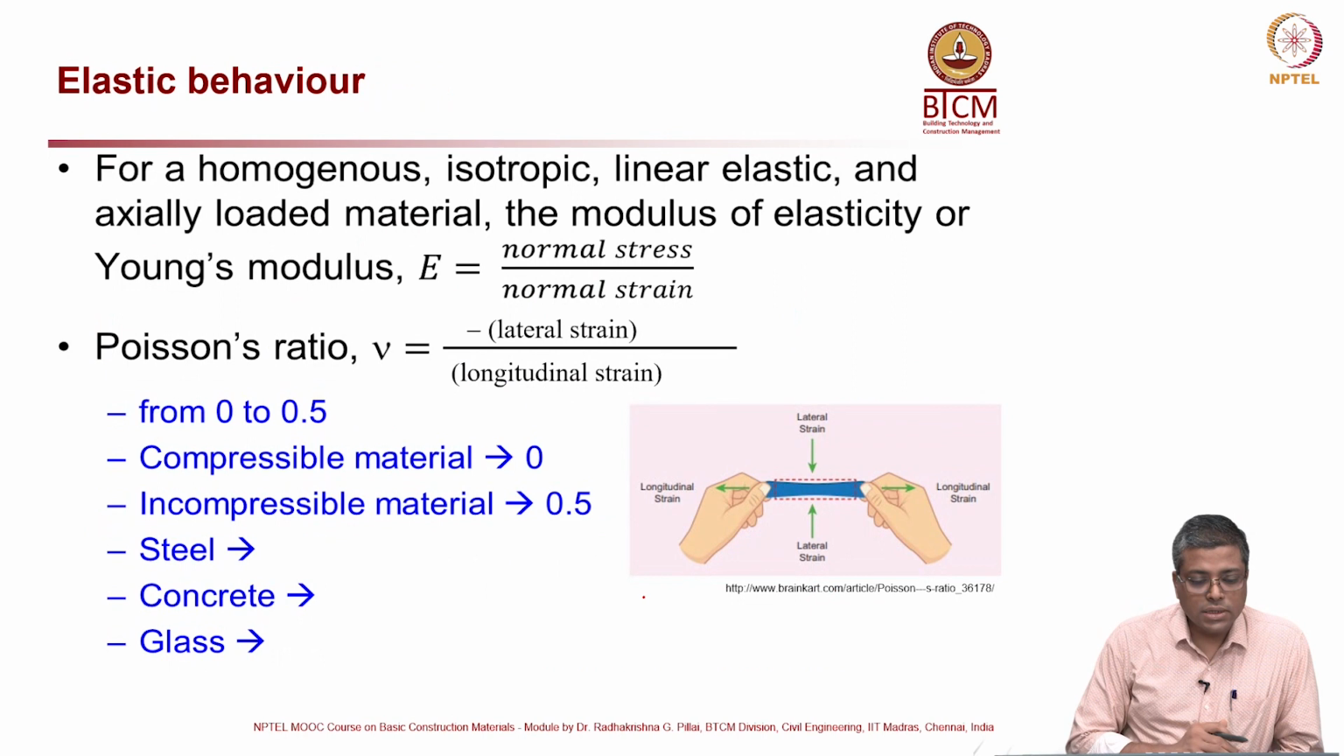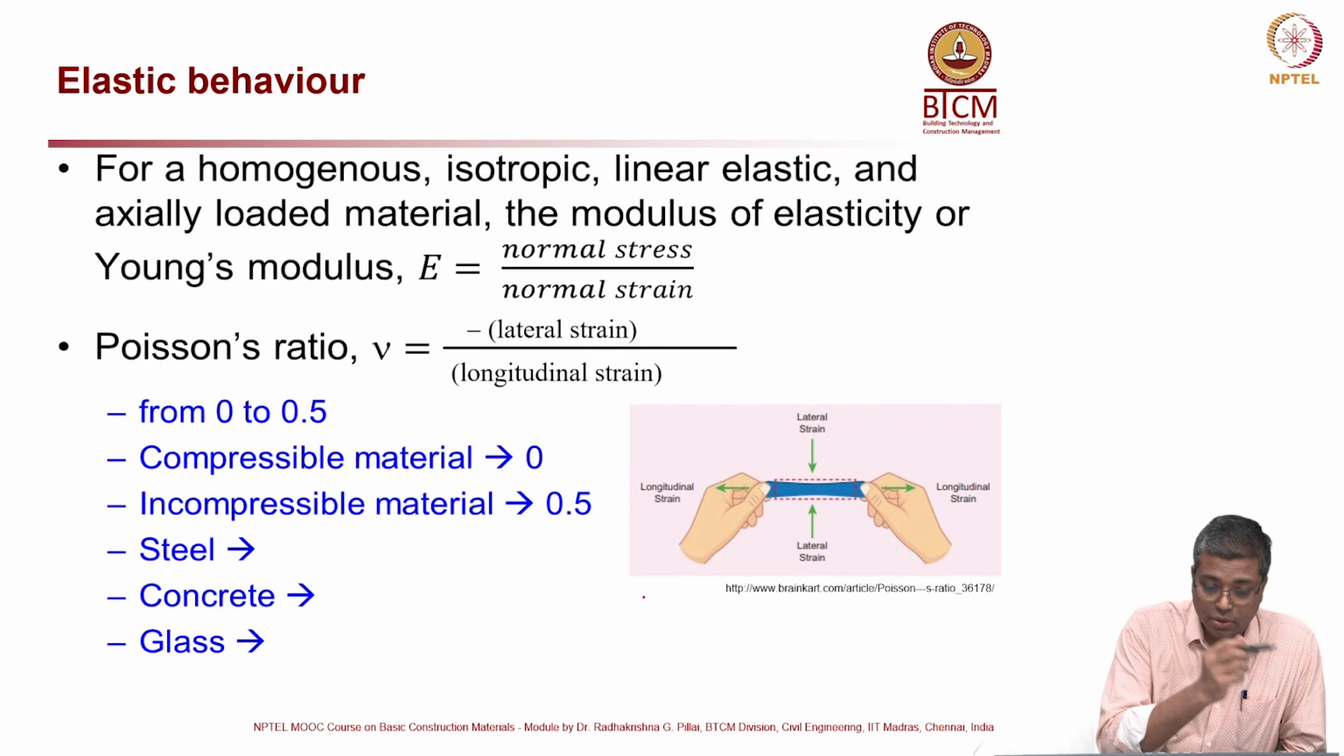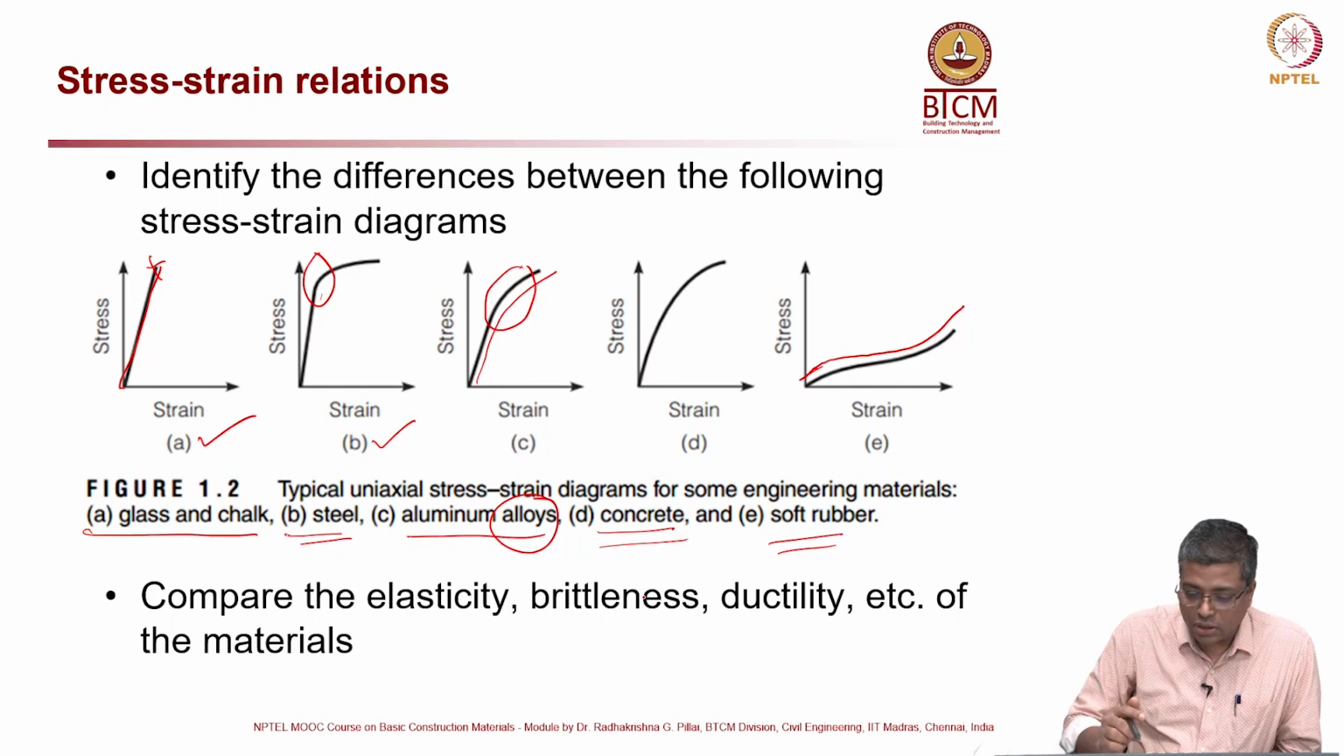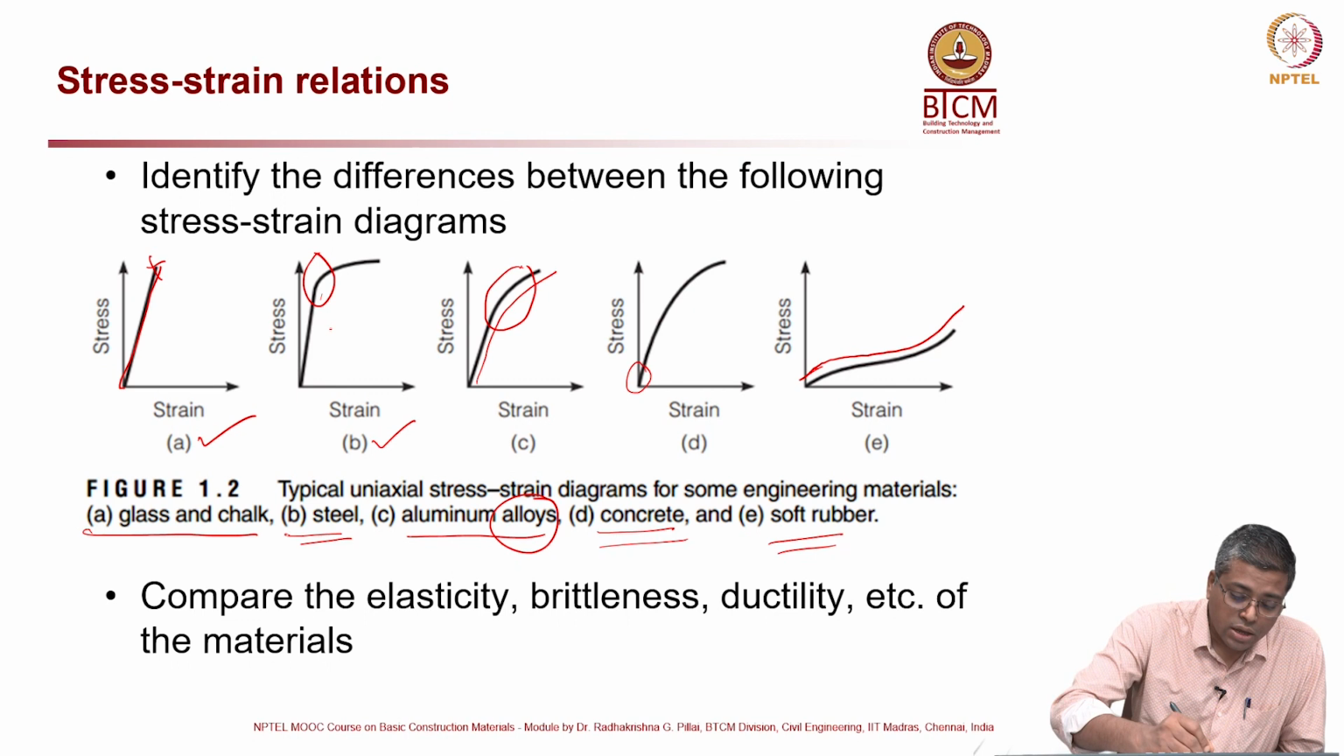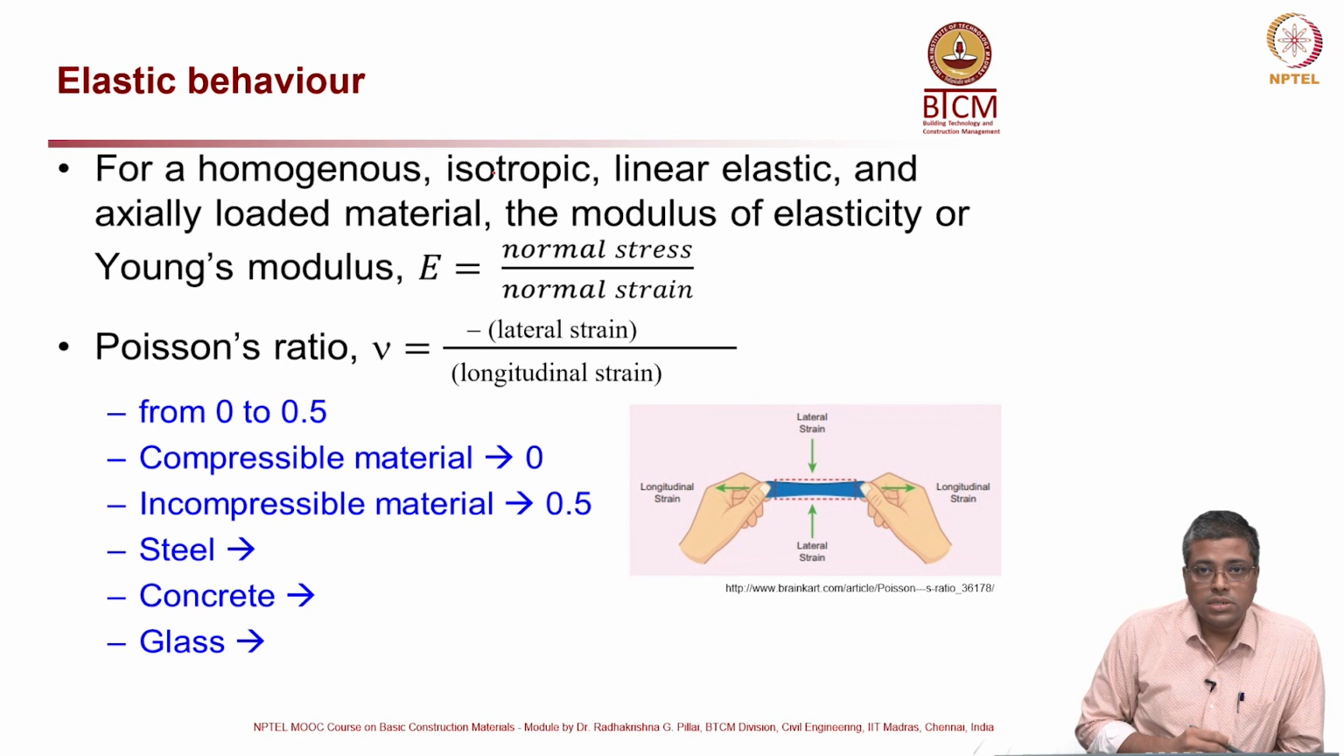Now, elastic behavior, for a homogeneous, isotropic and linear elastic and axially loaded material, the modulus of elasticity can be defined. So the material has to be very homogeneous. Otherwise, like I showed in the previous slide, for concrete there is no long straight line available. Here the straight line is only for this much. So it is not as homogeneous as steel. In case of steel, you have a very long straight portion. Okay, so homogeneous and isotropic means same property in all directions, linear elastic, linear.